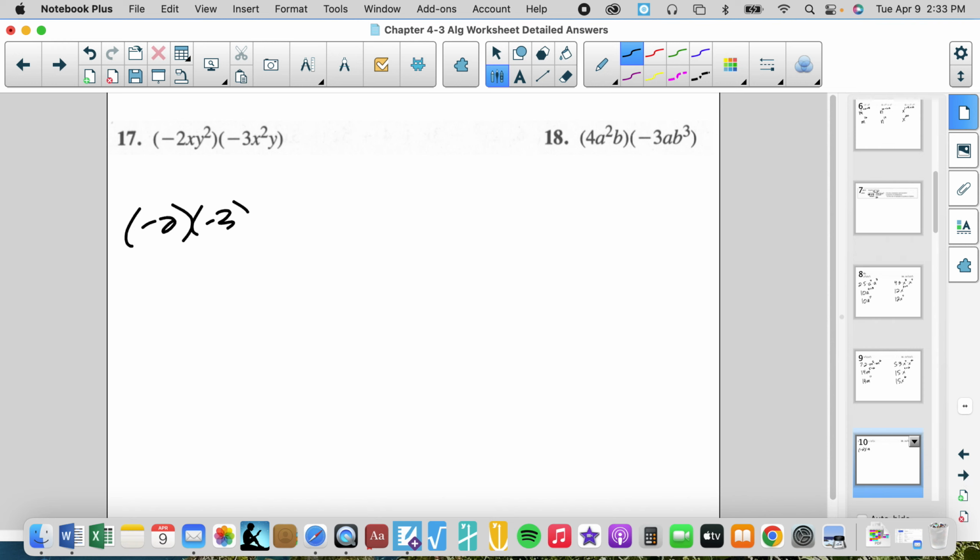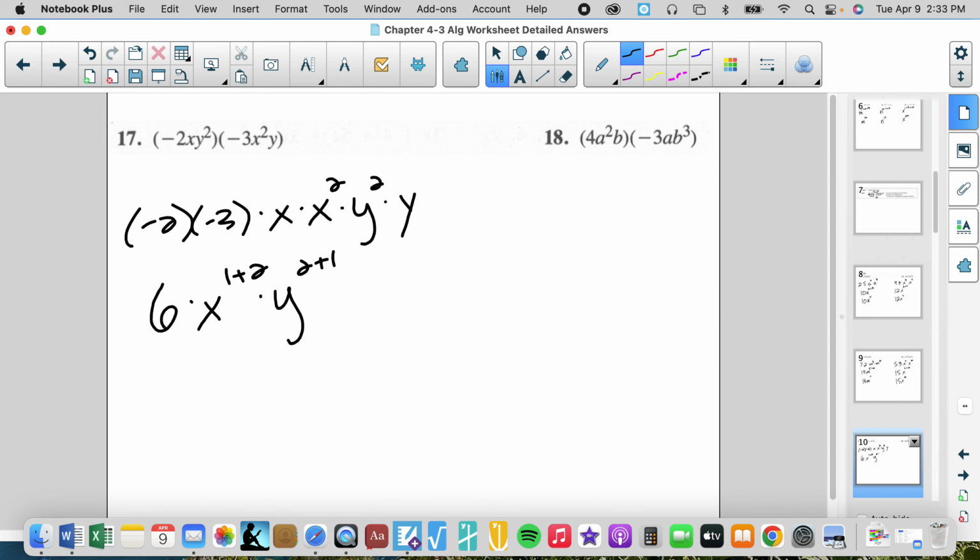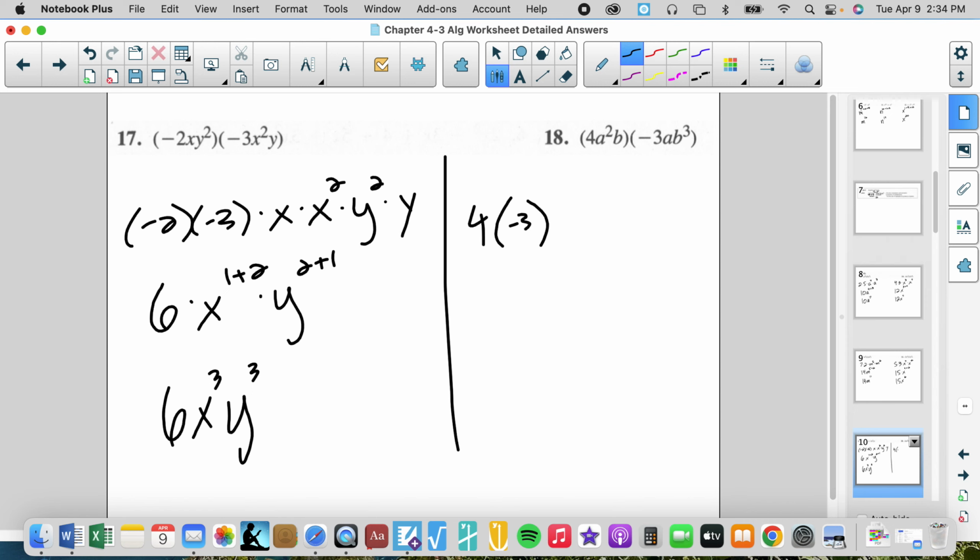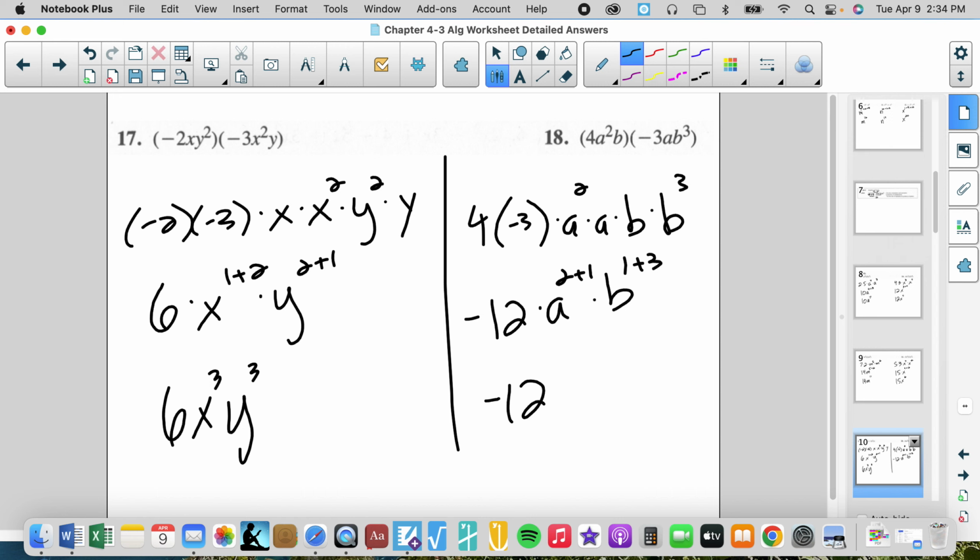Negative 2 times negative 3 times x squared times y squared times y. That's going to be 6 times x to the 1 plus 2 times y to the 2 plus 1, 6x to the 3rd, y to the 3rd. We have 4 times negative 3 times a squared times a times b cubed, which is negative 12 times a to the 2 plus 1 times b to the 1 plus 3, negative 12a to the third, b to the fourth.